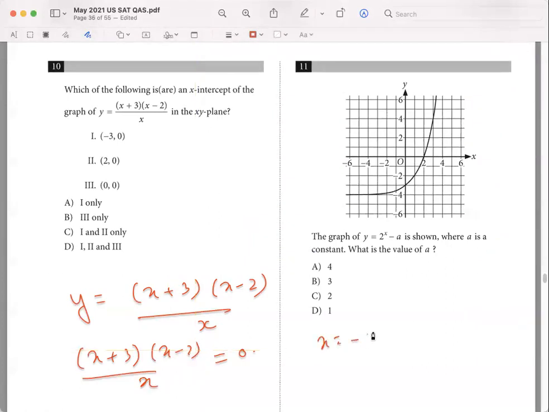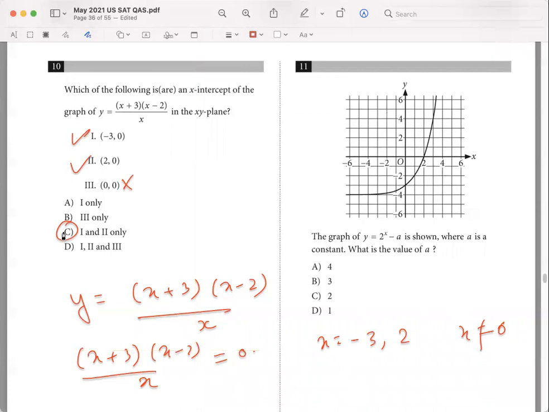So x can be negative 3, 2, but it can't be 0, right? X can't be 0 because if x becomes 0, then the denominator of this fraction is not defined. So minus 3, 0 and 2, 0. These are definitely the x-intercepts, but not this. So 1 and 2 only, option C.